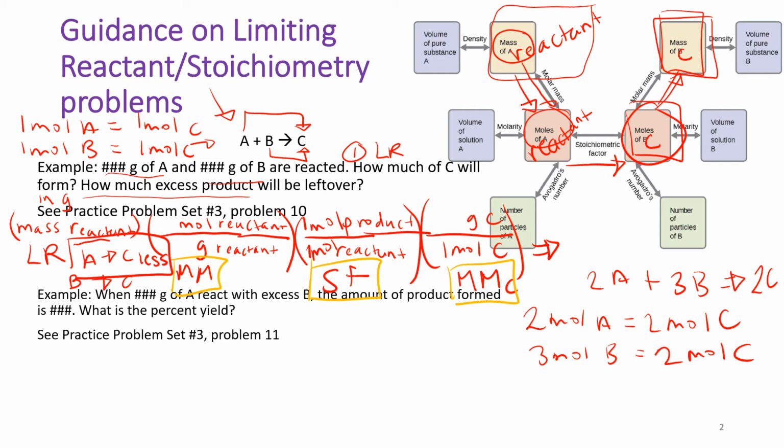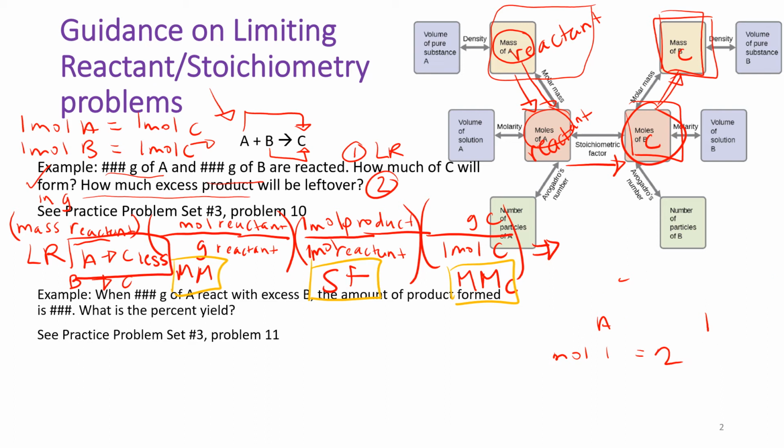Whichever one gives you less, that's your limiting reactant. Now, that is your first problem. Your second problem is how much excess product will be left over. To do this, again, because your limiting reactant is limiting the amount of product you make, it's also limiting the amount of excess that is used up, right? Because your limiting reactant is the one that's going to run out first.